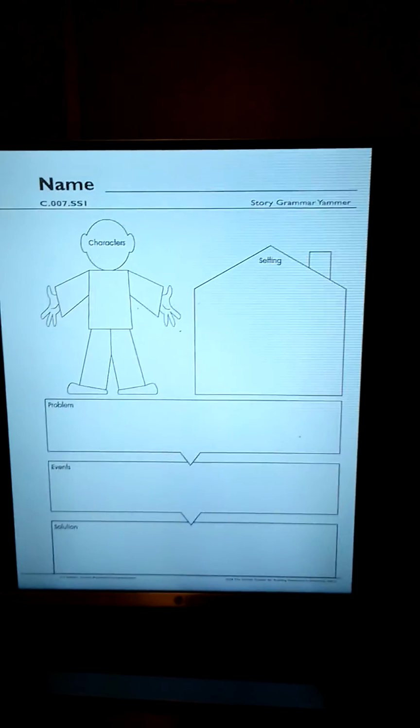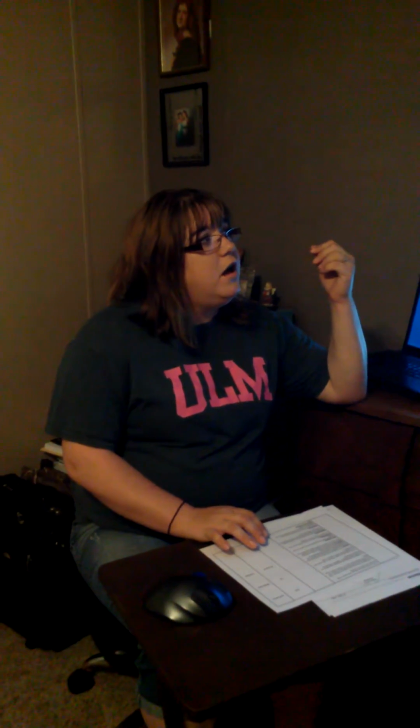For homework, we're going to take this sheet home again, and they're going to either pick out a book from the library or one that they already have at home, and they're going to break the book down into character, setting, problem, events, and solutions so that we get a better grasp of who, what, when, where, how things happen in a story. And then I will be able to gauge where we're at, what we need to review.